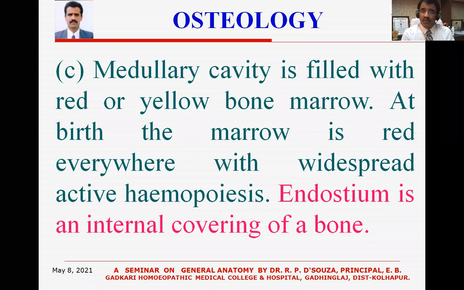My dear students, you know the bone marrow, and the bone marrow is actually red. So at birth or during childhood, the bone marrow is always red everywhere with widespread hemopoiesis, because production of blood or RBCs is very important during the growing age. Eventually, as you grow further, most of the medullary cavity bone marrow will get converted into yellow bone marrow due to degeneration. And this medullary cavity has an inside covering to attach to the bone, that is called endosteum, which is the internal covering of a bone.